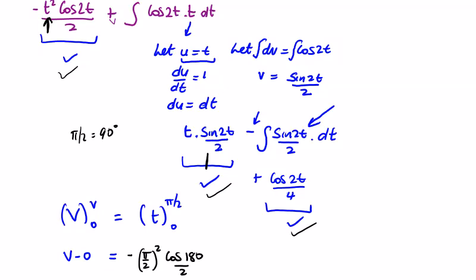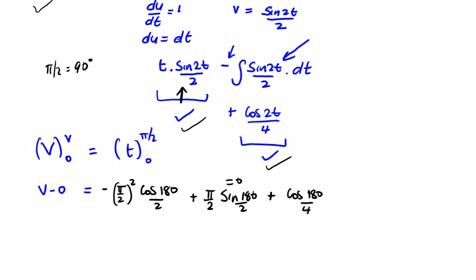Then we're going to get this one. So we're going to have plus pi over 2 for t by the sine of 180, which is 0. So that's going to be equal to 0, this whole expression. And then we're going to have plus the cos of 2t, the cos of 180 over 4. That's the first part, that's subbing pi over 2. And then we're going to have minus, we're subbing 0 in.